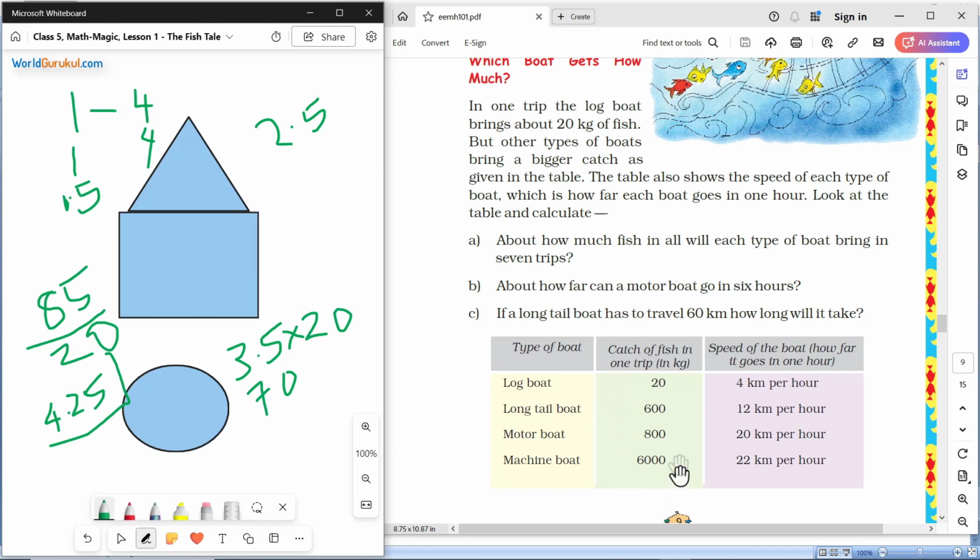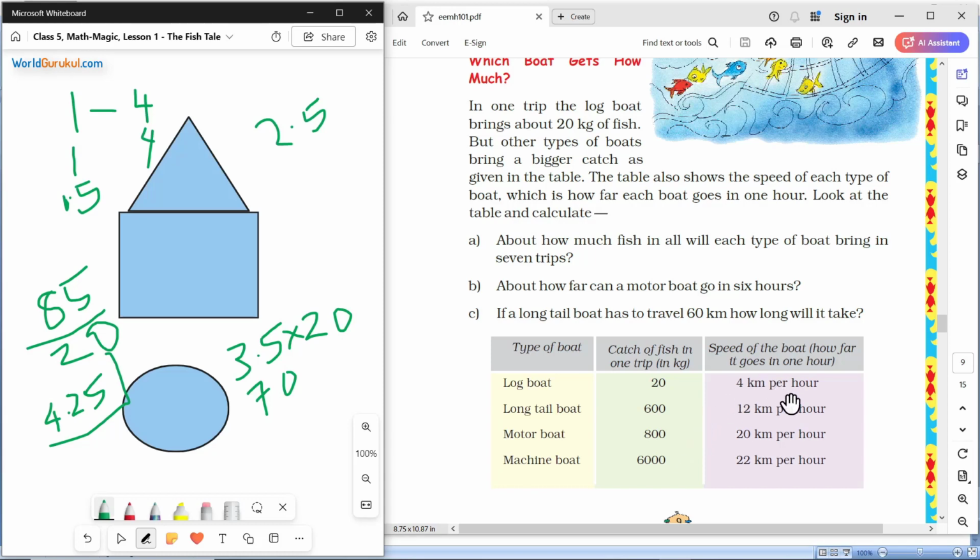In one trip, they can catch fish up to 6,000 kg. As soon as they come back to the shores, the fish will be transported to the cold storage facility at the shores, and then in cold storage trucks to the destinations, to the markets.